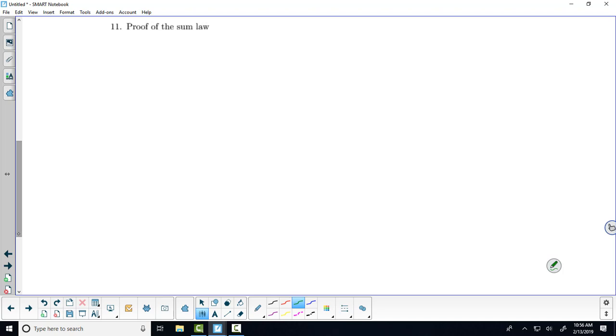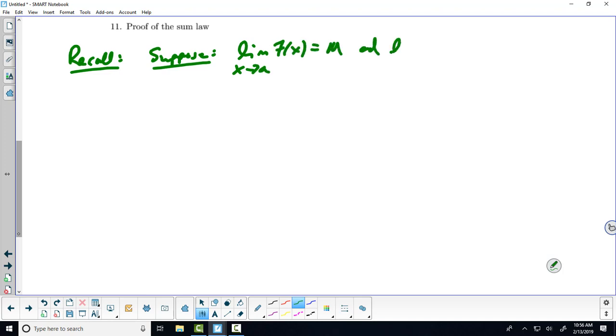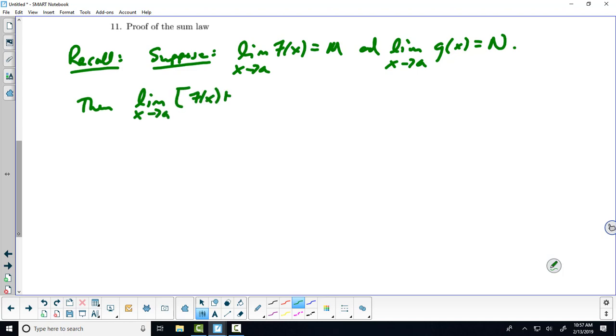All right, so let's look at the proof of the sum law. So recall that the sum law said this. It said, suppose we know two limits. Suppose we know the limit as x approaches a of f of x is equal to m, and the limit as x approaches a of g of x is equal to n. Then what did the sum law say? It said, if you want to take the limit of the sum of those two functions, the limit would just be m plus n. You can distribute limits over sums.